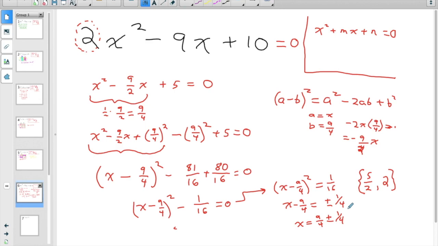If you want, you can check this against its duplicate problem on the factoring assignment. Just set the expression equal to 0.